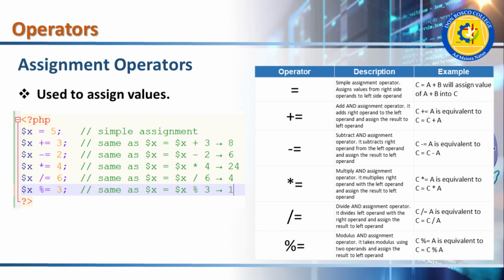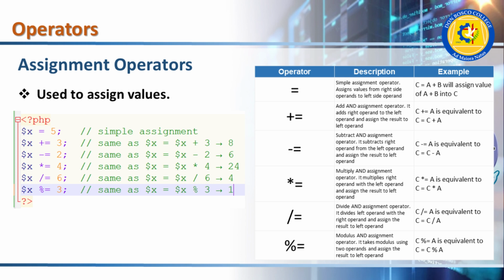Lastly, we have the assignment operators. The simple assignment operator assigns the value of the right-hand operand to the left-hand operand. The addition assignment operator adds the right-hand operand to the left-hand operand and assigns the result to the left-hand operand. The subtraction assignment operator subtracts the right-hand operand from the left-hand operand and assigns the result to the left-hand operand.